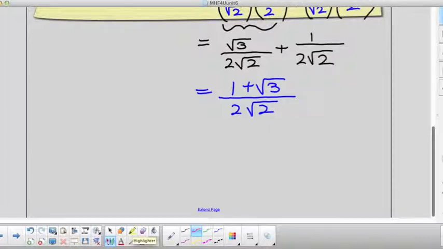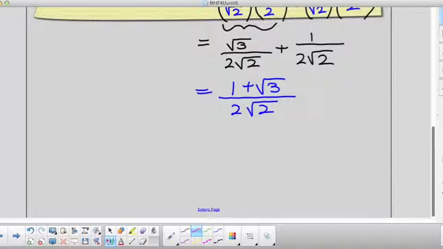Think back to your MCR days. What is wrong with this question? Specifically, what's wrong with the denominator? Anyone know? No one knows what's wrong in the denominator? Are you allowed to have a radical in the denominator? No. And in order to get rid of that, what do we do? What is it called? To rationalize the denominator.